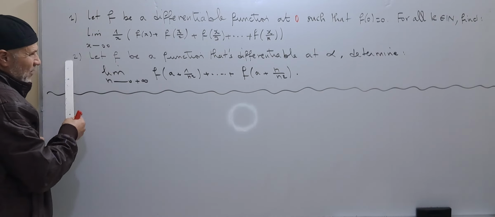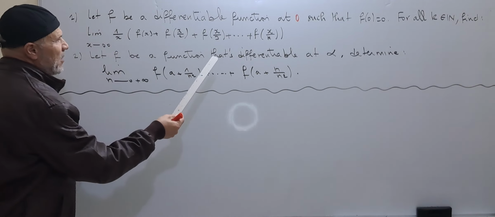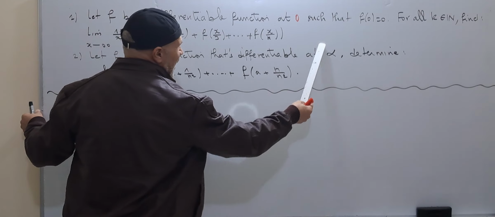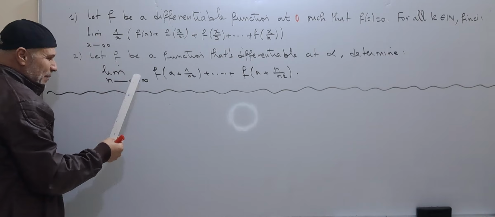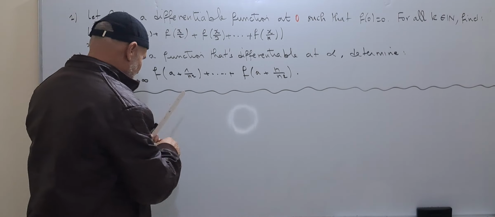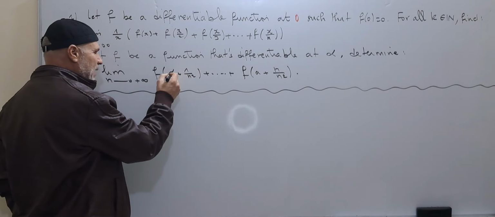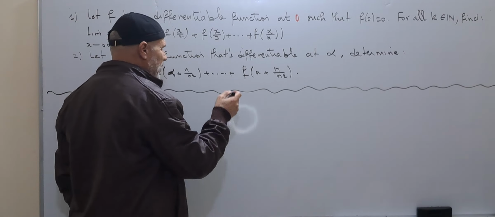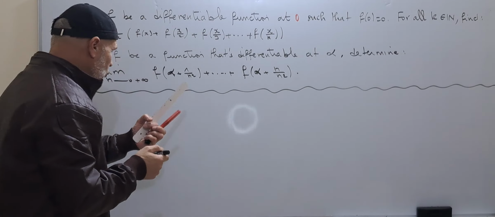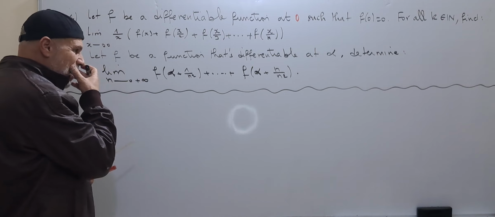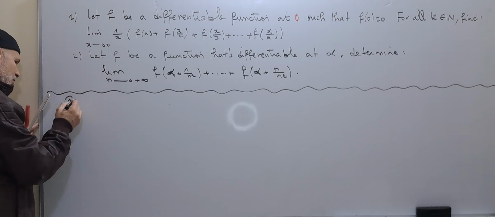The second question, in the same sense: let f be a function that is differentiable at alpha. Determine the limit of f of alpha plus 1 over n squared plus ... plus f of alpha plus n over n squared, sorry. Let us start with the first exercise or question.